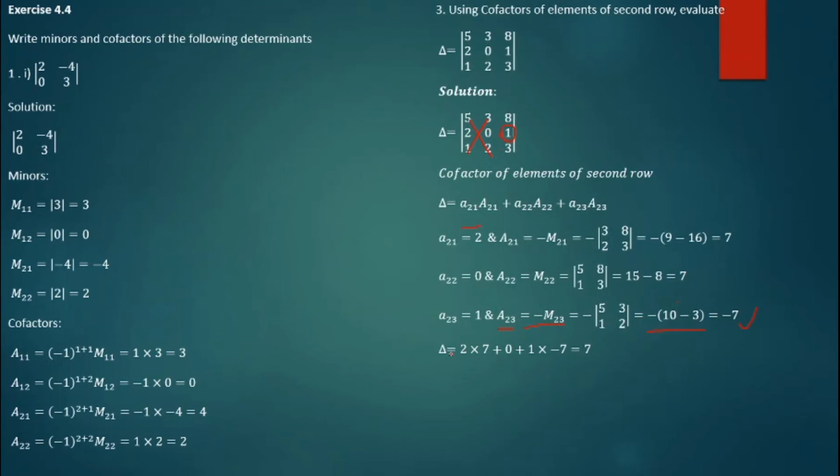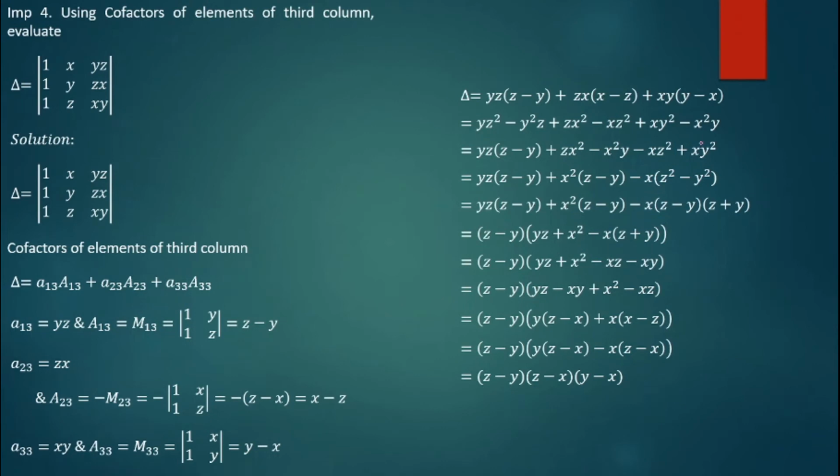Now when you substitute values: A21 is 2, cofactor of A21 is 7. Plus A22 is 0 into 7, so that is 0. Plus A23, which is 1, into the cofactor of A23, which is negative 7, so 1 into negative 7. So we get 14 minus 7, which is 7. So this type of question is important.